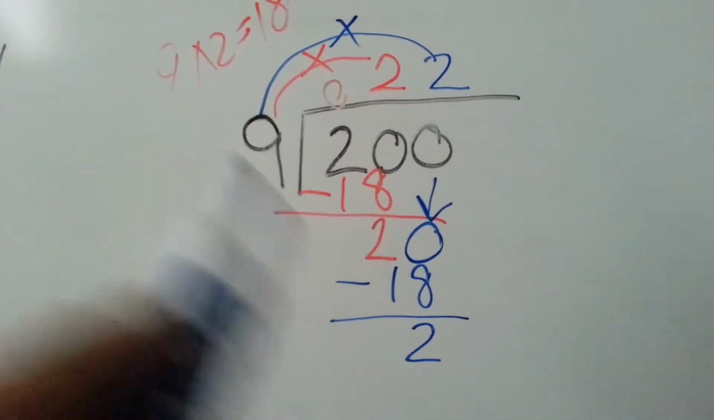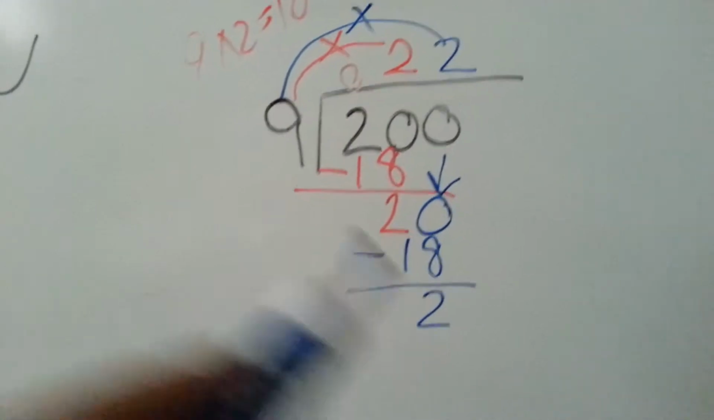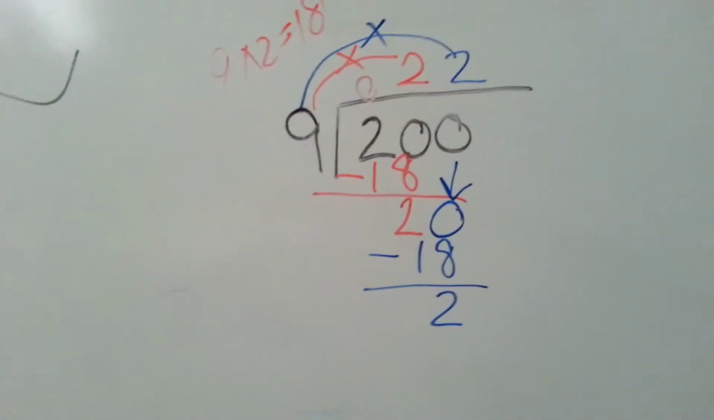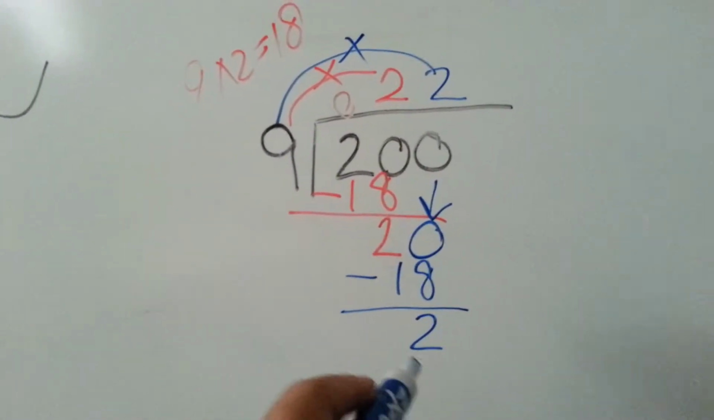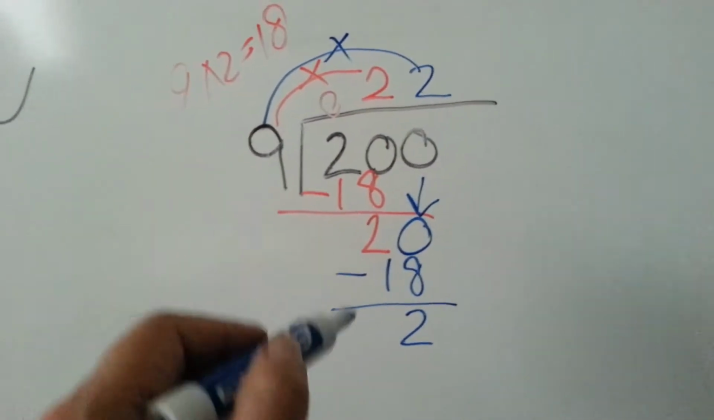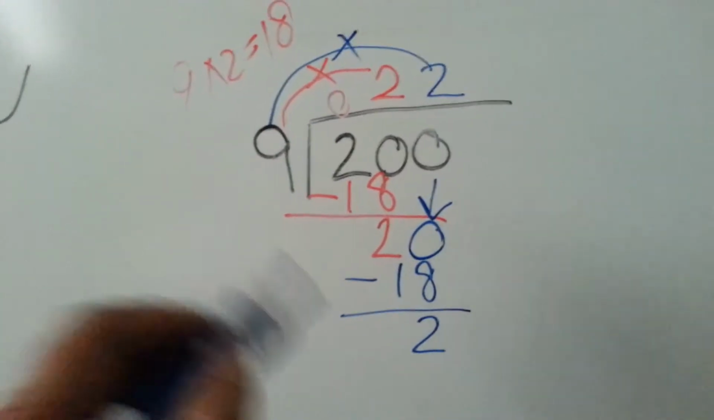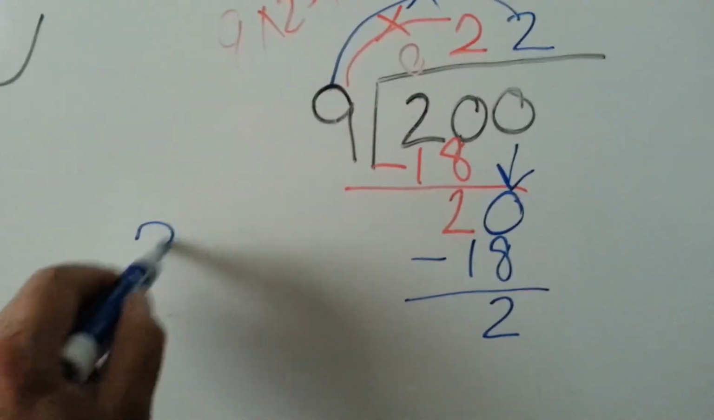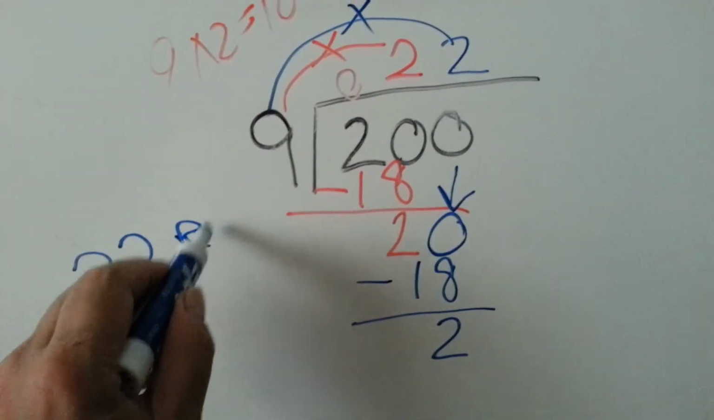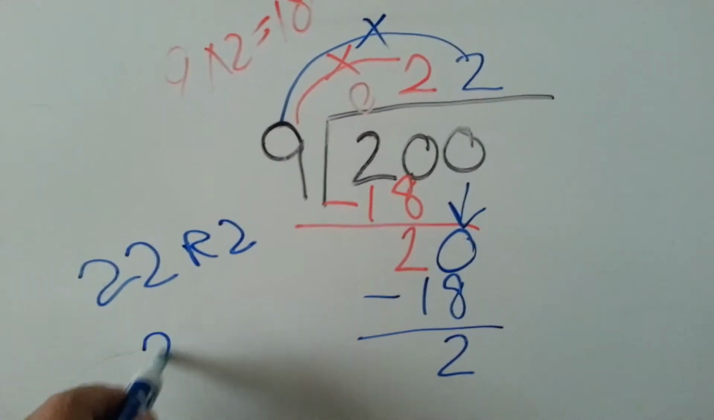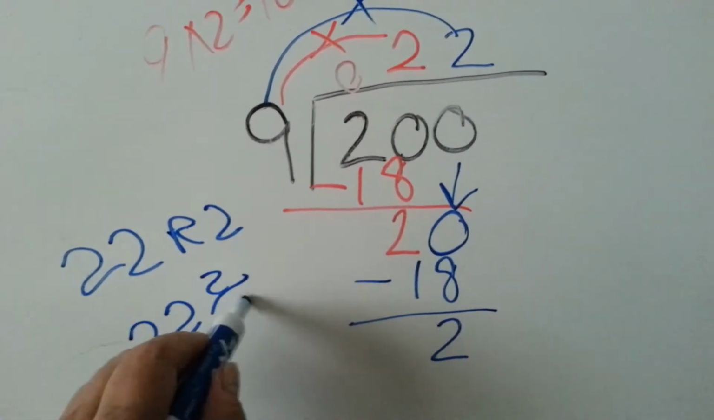Now, in easy long division, we would just say remainder 2. And then we could also say remainder 2/9, 22 and 2/9. So those are what would be our options. We could either say 22, remainder 2, or we could say 22 and 2/9.